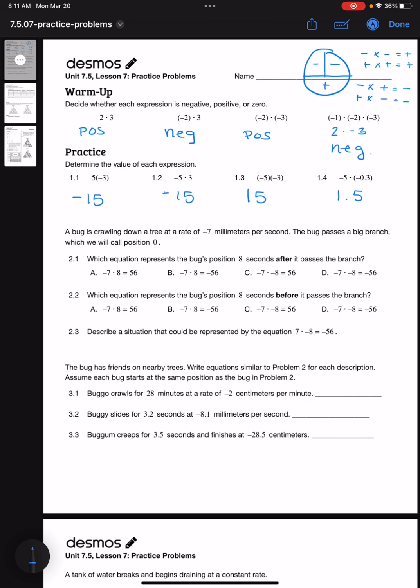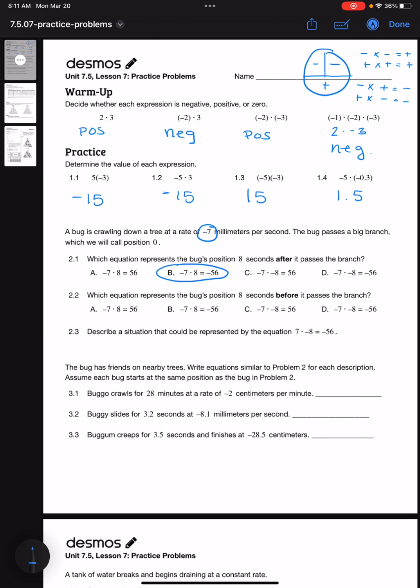Now the next one, a bug is crawling down a tree at a rate of negative 7 millimeters per second. So he's going down 7 millimeters each second. A bug passes a big branch, which we will call position 0. Which equation represents the bug's position 8 seconds after it passes the branch? So negative 7 millimeters times 8 seconds would give me negative 56.